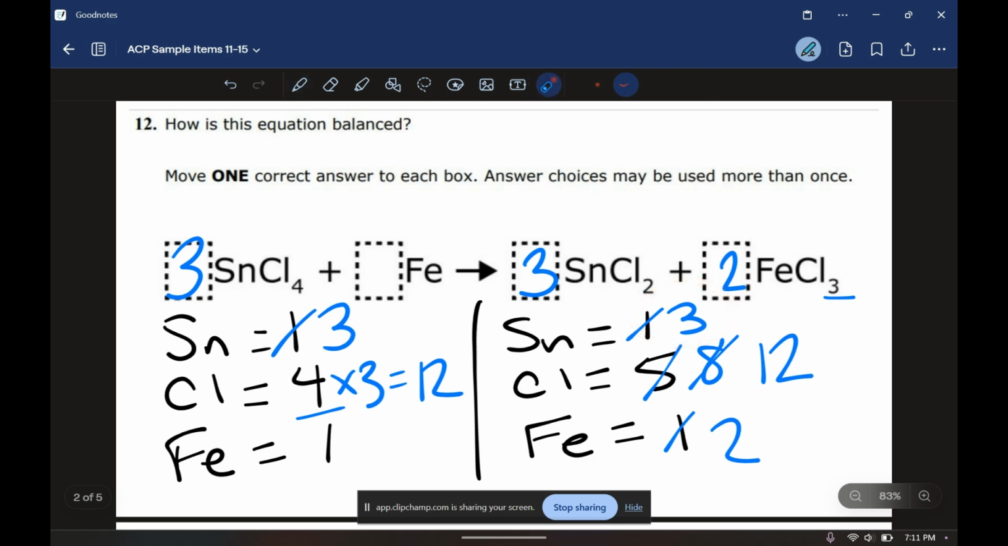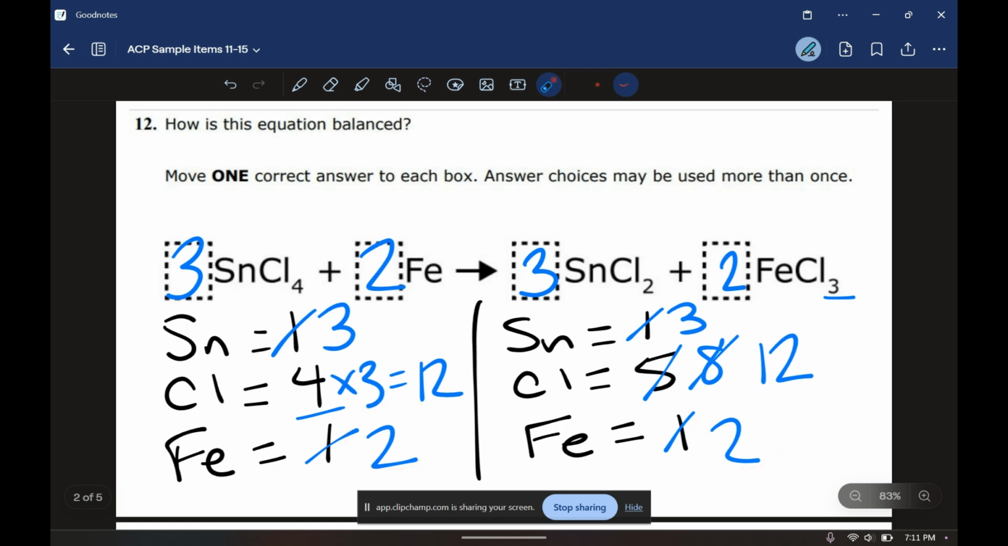over here. Now my only problem is iron. I have 2 on the right and 1 on the left. Since iron is by itself, all I have to do is put a 2 in front of it to give me 2. And now our equation is balanced. We have 3 tins on both sides, 12 chlorines on both sides, and 2 atoms of iron on both sides.